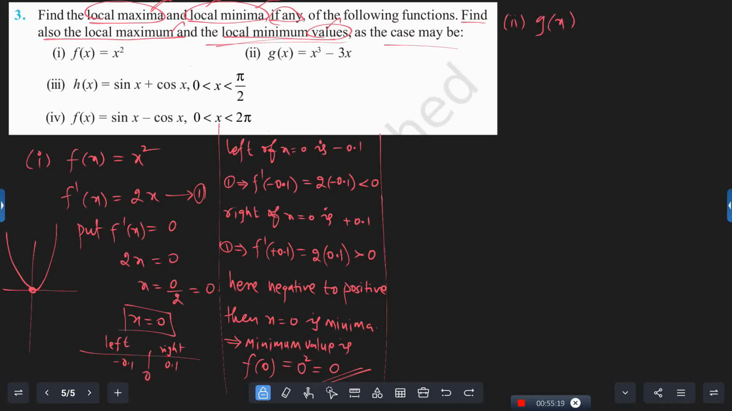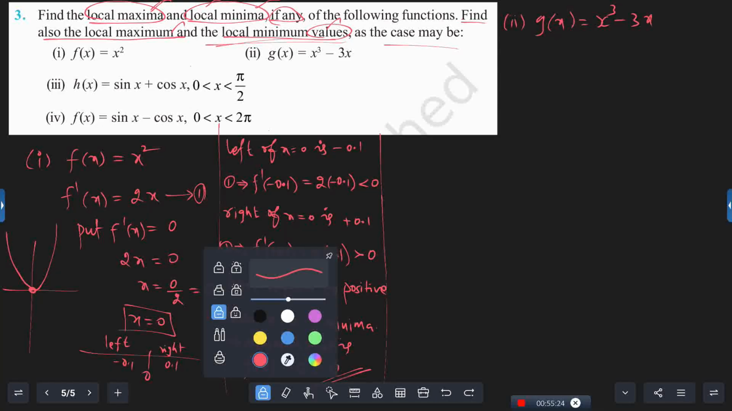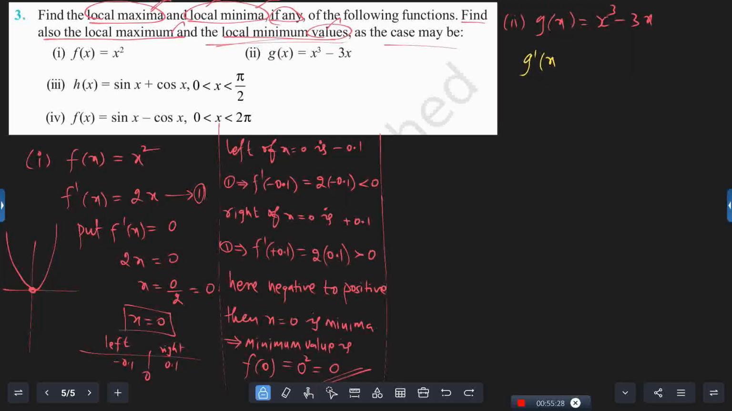g of x is equal to x cube minus 3x. Now we have to differentiate this. g dash of x is equal to the derivative of x cube, 3x square, minus 3 into the derivative of x, which is 1. If you take 3 outside, you will get x square minus 1. That is the derivative. Now we have to put it equal to 0 to find the x value, so put g dash of x equal to 0.